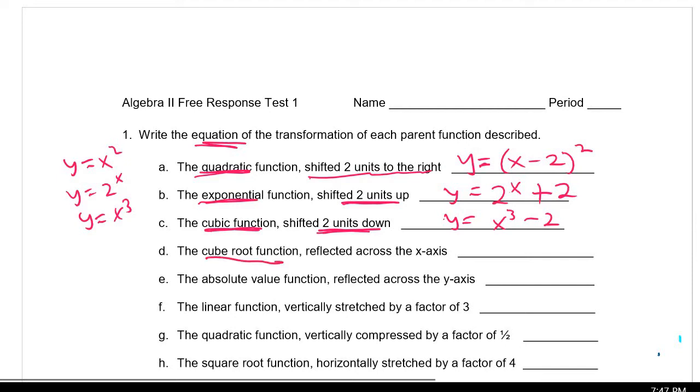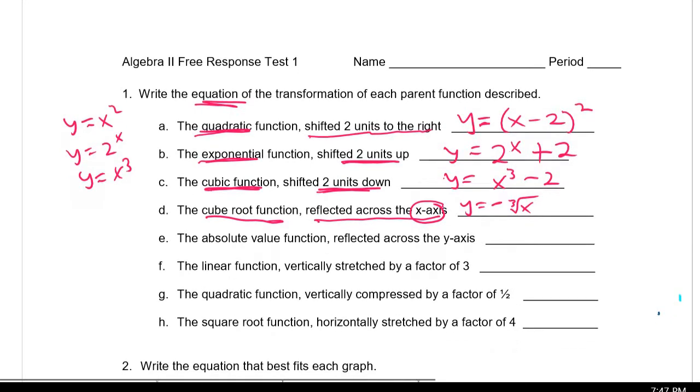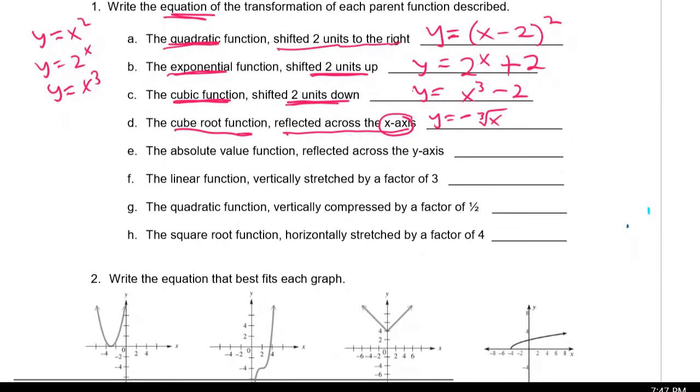And this cube root function reflected across the x-axis. Anything across the x-axis, remember, is going to be on the outside. So I'm going to write y equals the cubic function, but reflected across the x will be a negative on the outside. And then the next one, say absolute value function, reflected across the y-axis, so it's going to be on the inside, with the x on the inside.